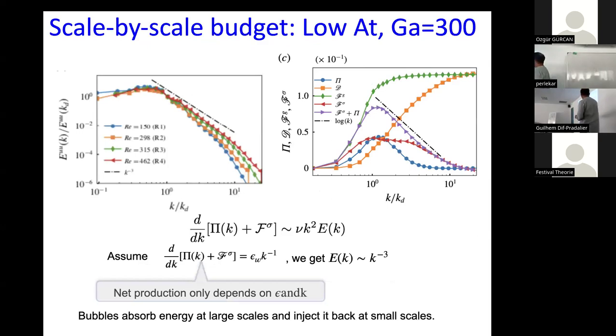Okay, and this is the kind of curve you take. So let me take you over this curve. Remember, when you do a scale-by-scale budget, all the quantities that you get are cumulative.